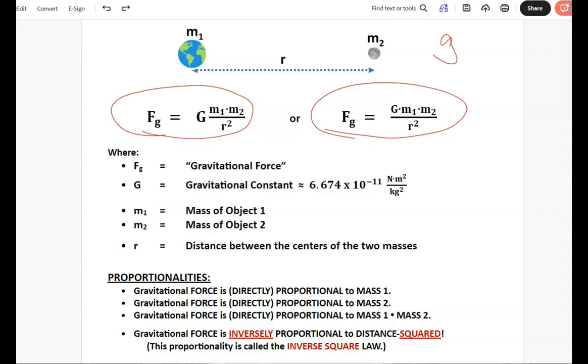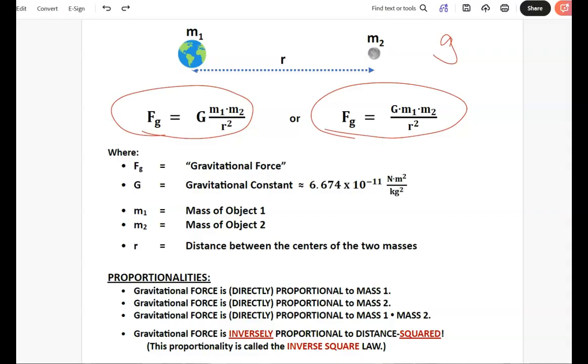So if the force is directly proportional to both mass 1 and to mass 2, we can also say that the force is directly proportional to mass 1 times mass 2. So if I doubled mass 1 and I tripled mass 2, well, doubling mass 1 would double the force. And then if I tripled mass 2, that would triple that number. So tripling a double results in increasing the force sixfold. So you have the proportionality to both masses.